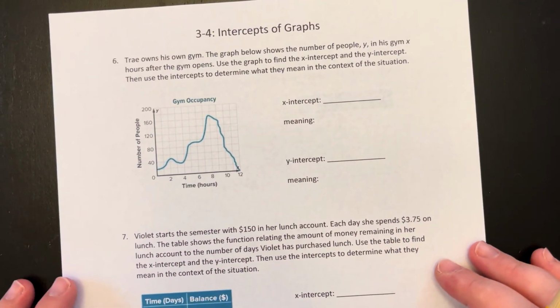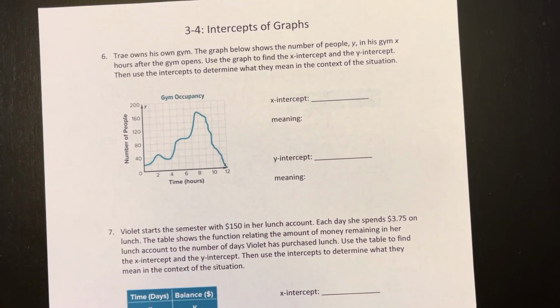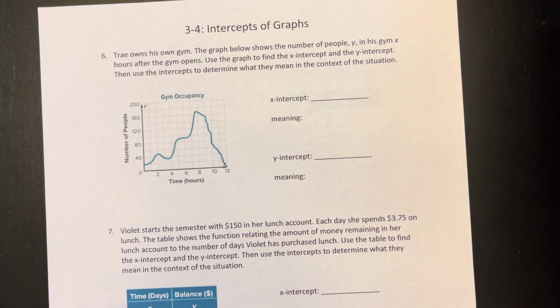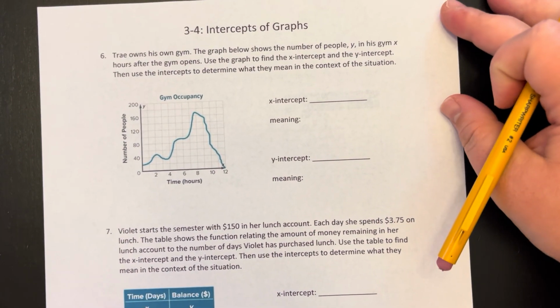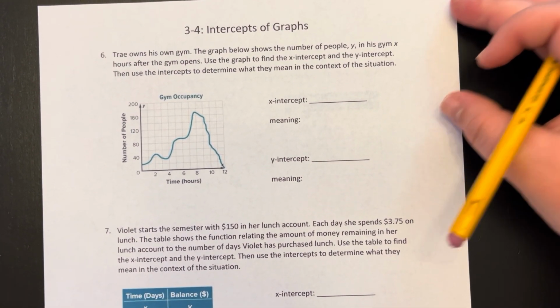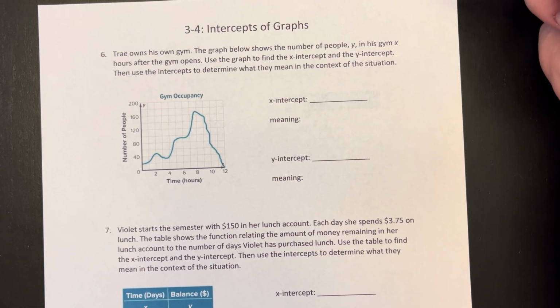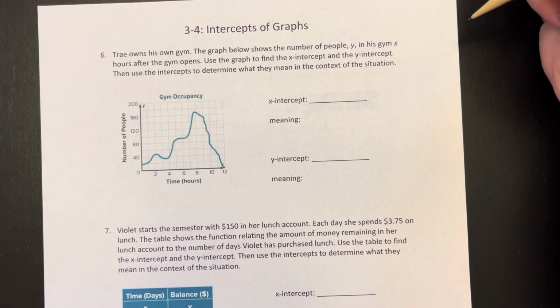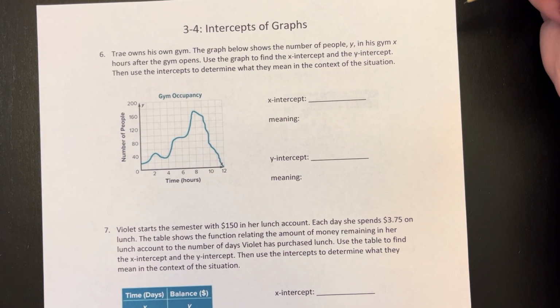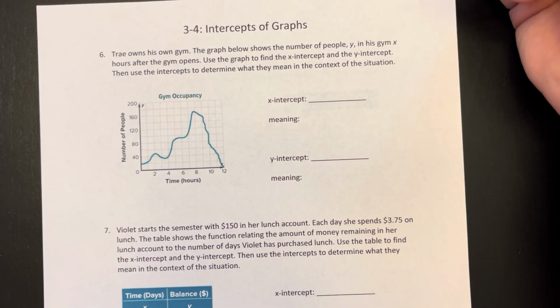So this graph that we have here is about Trey and the gym that he owns. It says the graph below shows the number of people, which is Y, in his gym X hours after the gym opens. Use the graph to find the X and Y intercept, and then use those intercepts to determine what they mean in the context of the situation. So we're gonna do the same thing we just did. Let's find the X and Y intercepts and then decide what they mean.